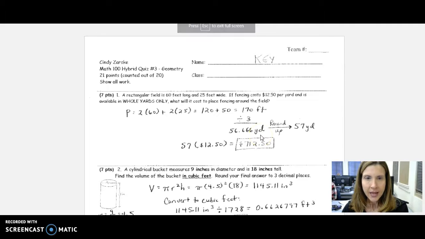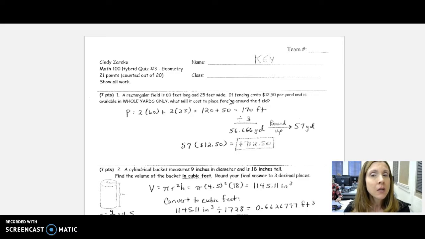Problem 1 asked you about fencing. Remember that you need to decide what category of geometry formula you need. For fencing, you're talking about something going around the outside of the field, not in the interior. If it were the interior of the field, like planting grass, you would use area, but this was fencing, so you should have used perimeter. A lot of you used area on that one.